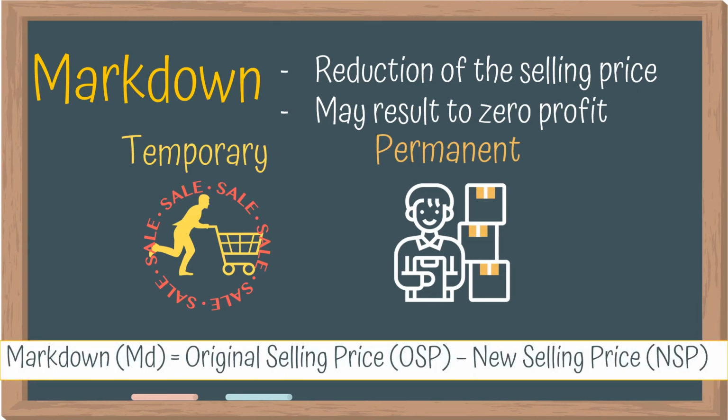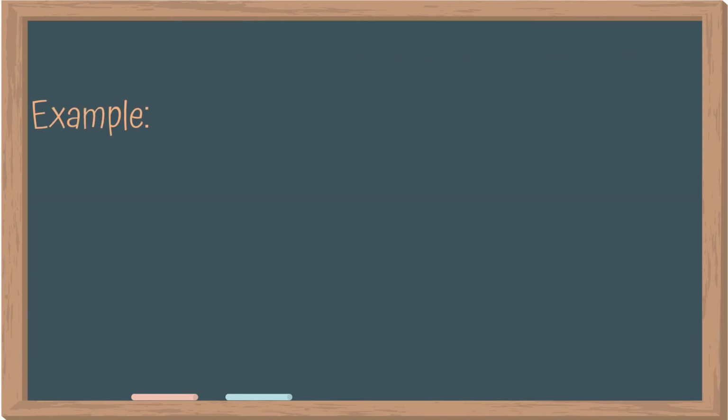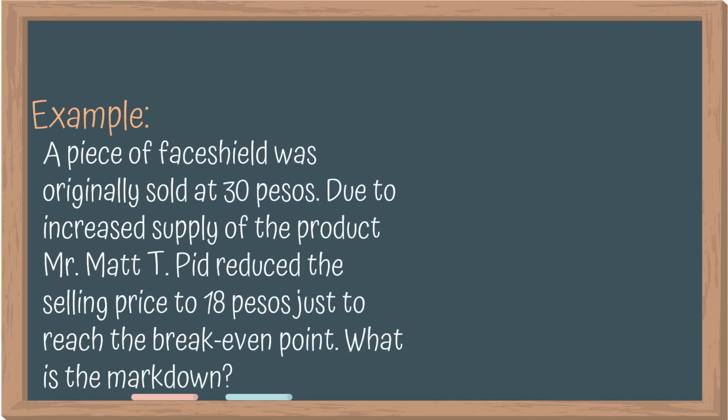Markdown can be solved by getting the difference between the original selling price and the new selling price. Para mas maintindihan, let us have an example. Example: a piece of face shield was originally sold at 30 pesos. Due to increased supply of the product, Mr. Mattipid reduced the selling price to 18 pesos just to reach the break-even point.